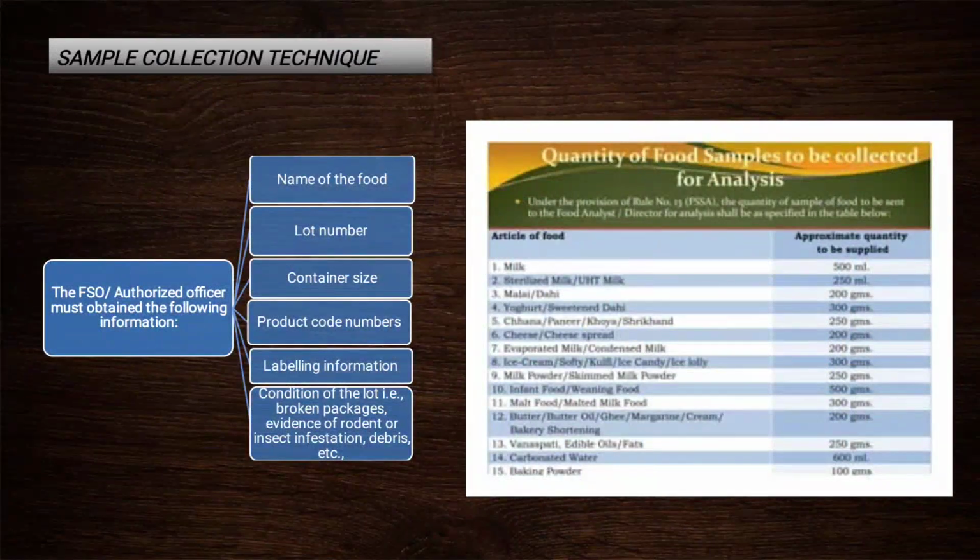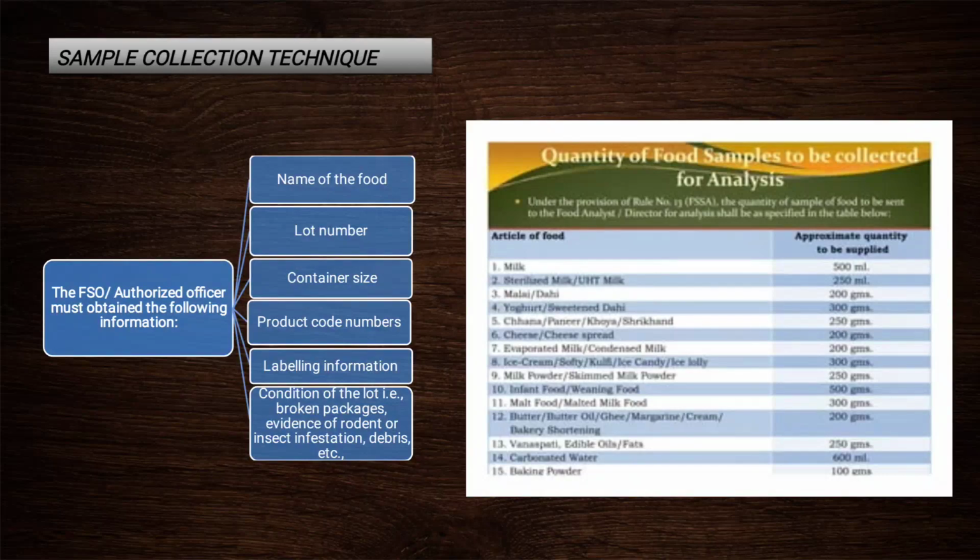Sample collection technique. Various information is required for the sample collection technique, such as name of the food, lot number, container size, product code number, labeling information, and conditions of the lot, that is broken packages, evidence of rodents or insect infestations, etc.